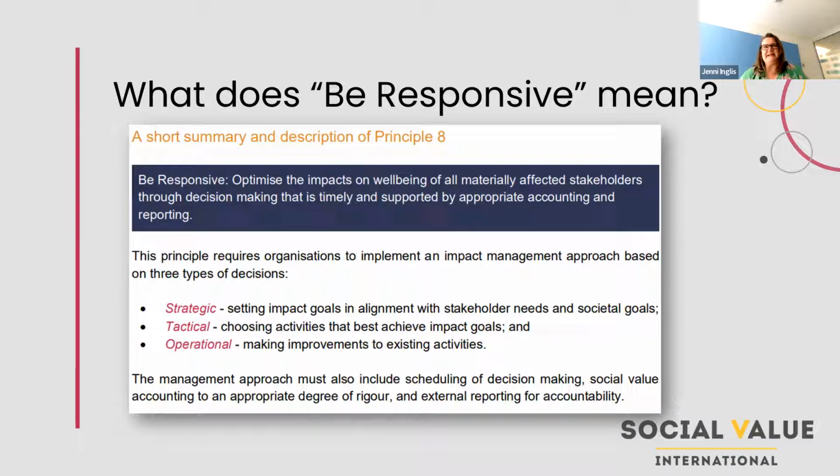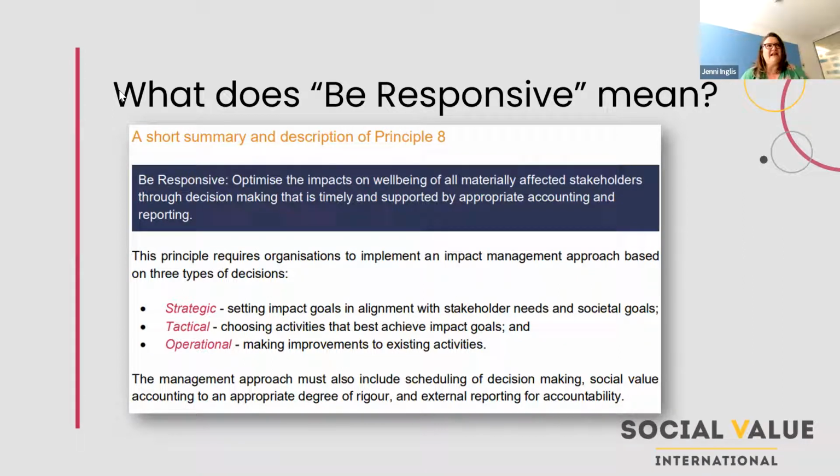Tactical, so the strategic decisions are really the big things that could make a very significant difference. So it might even be a total change of direction for an organization. That would be at the level of strategic, or it might be aligning around an existing strategy. Tactical, choosing activities that best achieve the goals. So once you've set what the goals are, both in terms of what you're trying to achieve positively and negative impacts that you're trying to reduce, how best to achieve that. And then operational decisions. And this is mostly in the category of making improvements to existing activities.